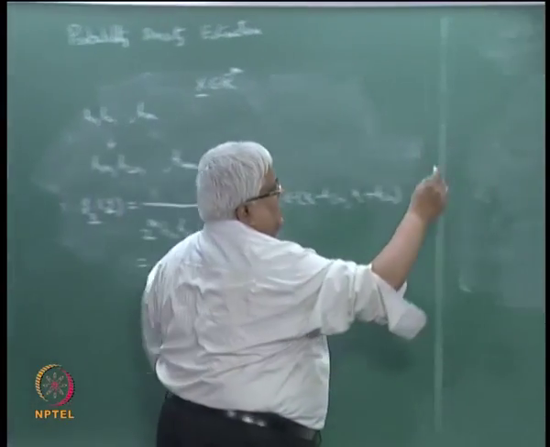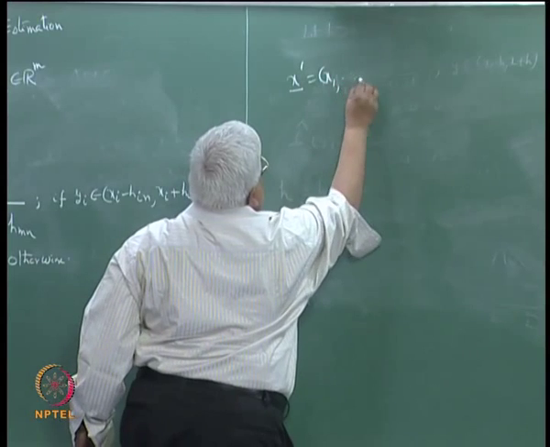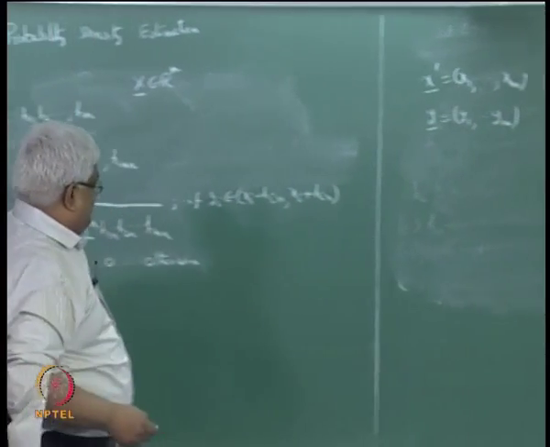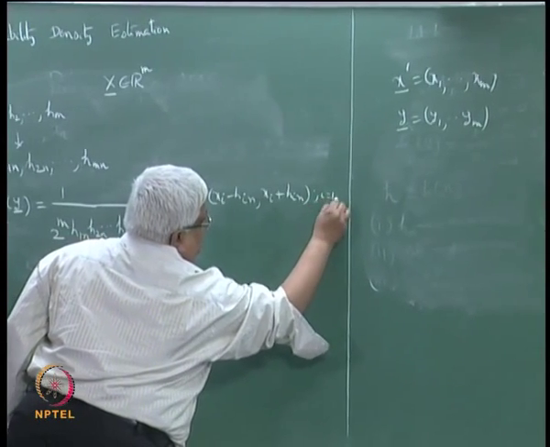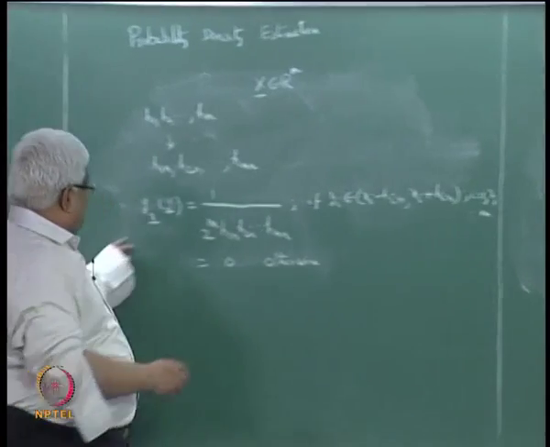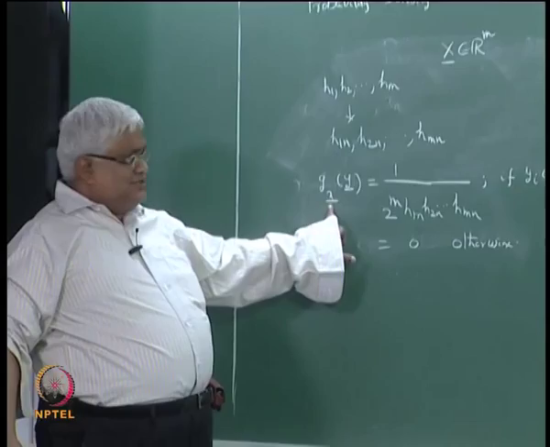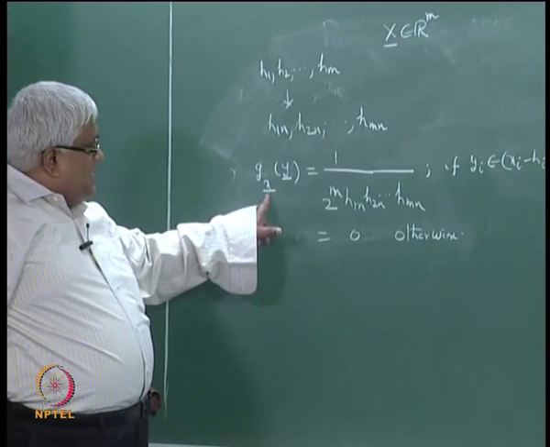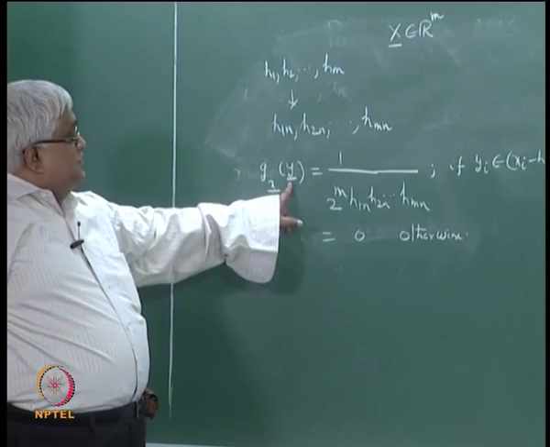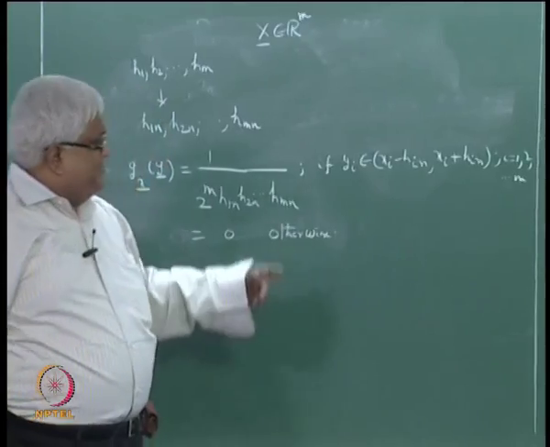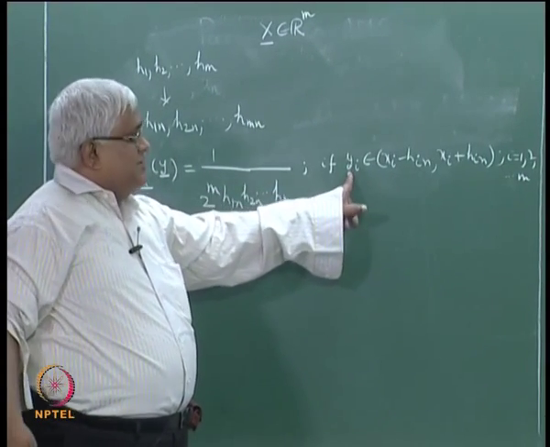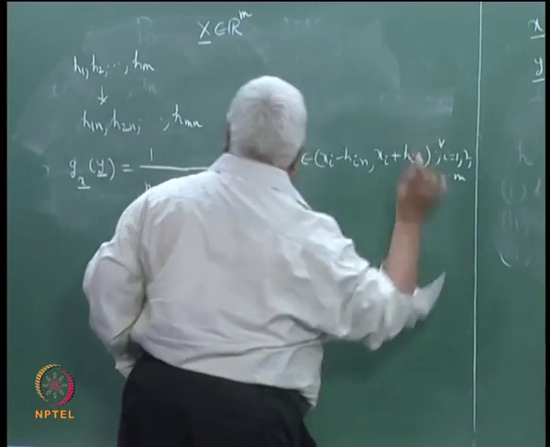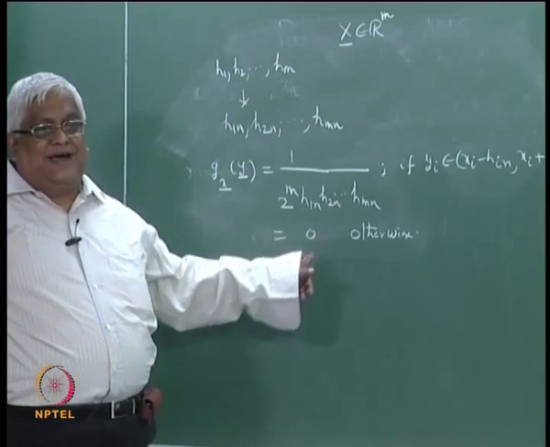What are these x i's and y i's? Your vector x is x 1 to x m and vector y is y 1 to y m, with i equal to 1 up to m. Now, look at this: instead of just a single x, here you have a vector x, instead of single y you have a vector y, g x y, y is the variable. Look at the ith component y i: if it belongs to x i minus h i n to x i plus h i n for all i, then this is the value, otherwise it is 0.